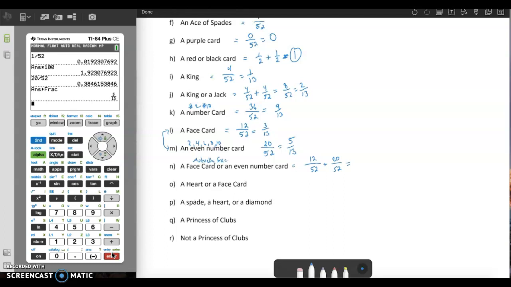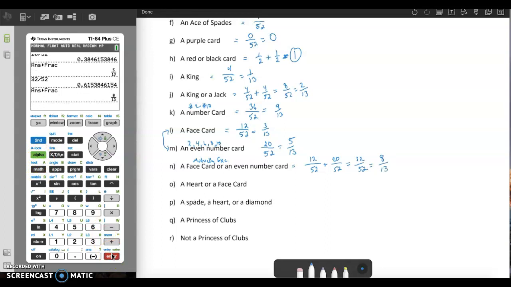There's no way for those to overlap. So there's nothing I need to subtract on this one. I can just add it all up. So that's 32 out of 52. And I didn't reduce this one either. So what's 32 out of 52 reduced? 8/13.